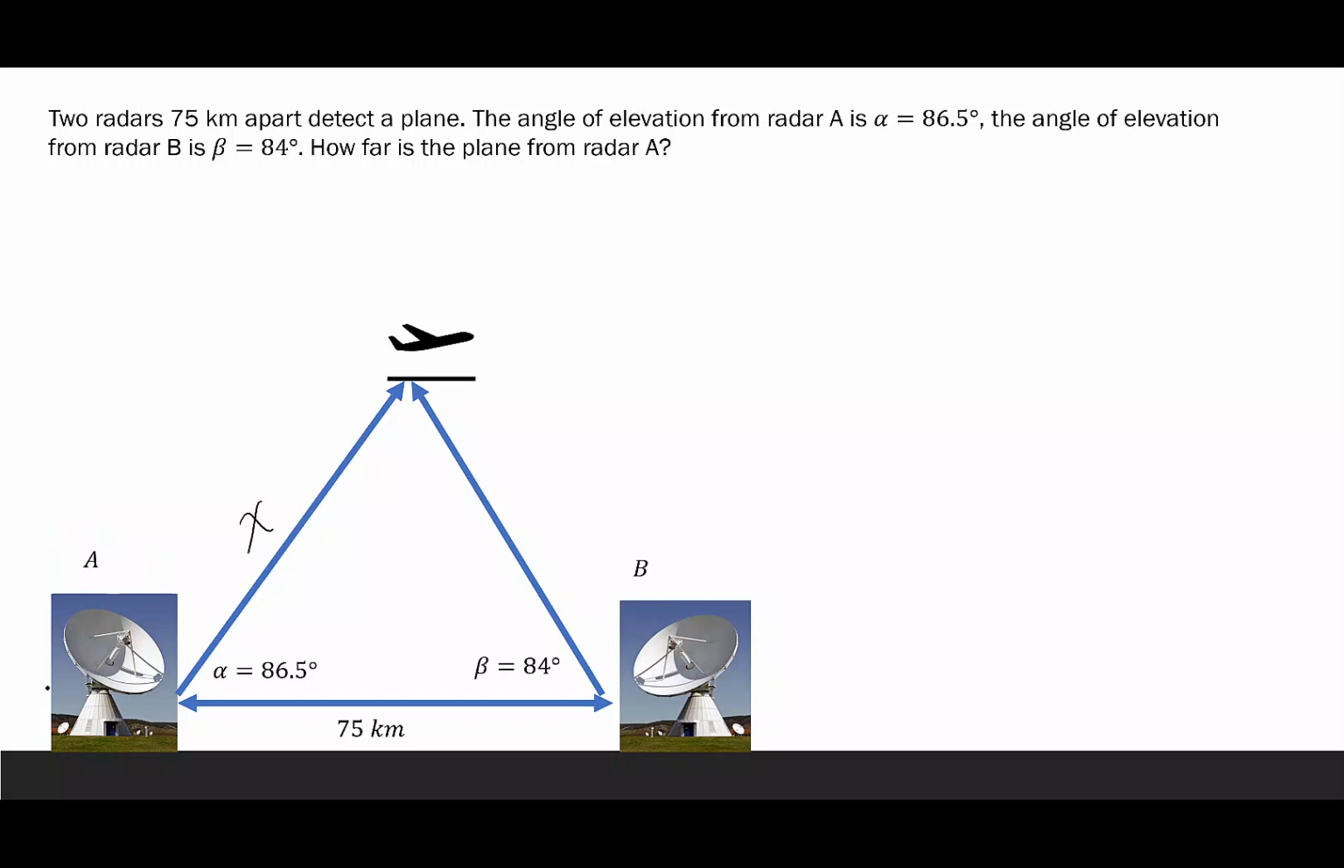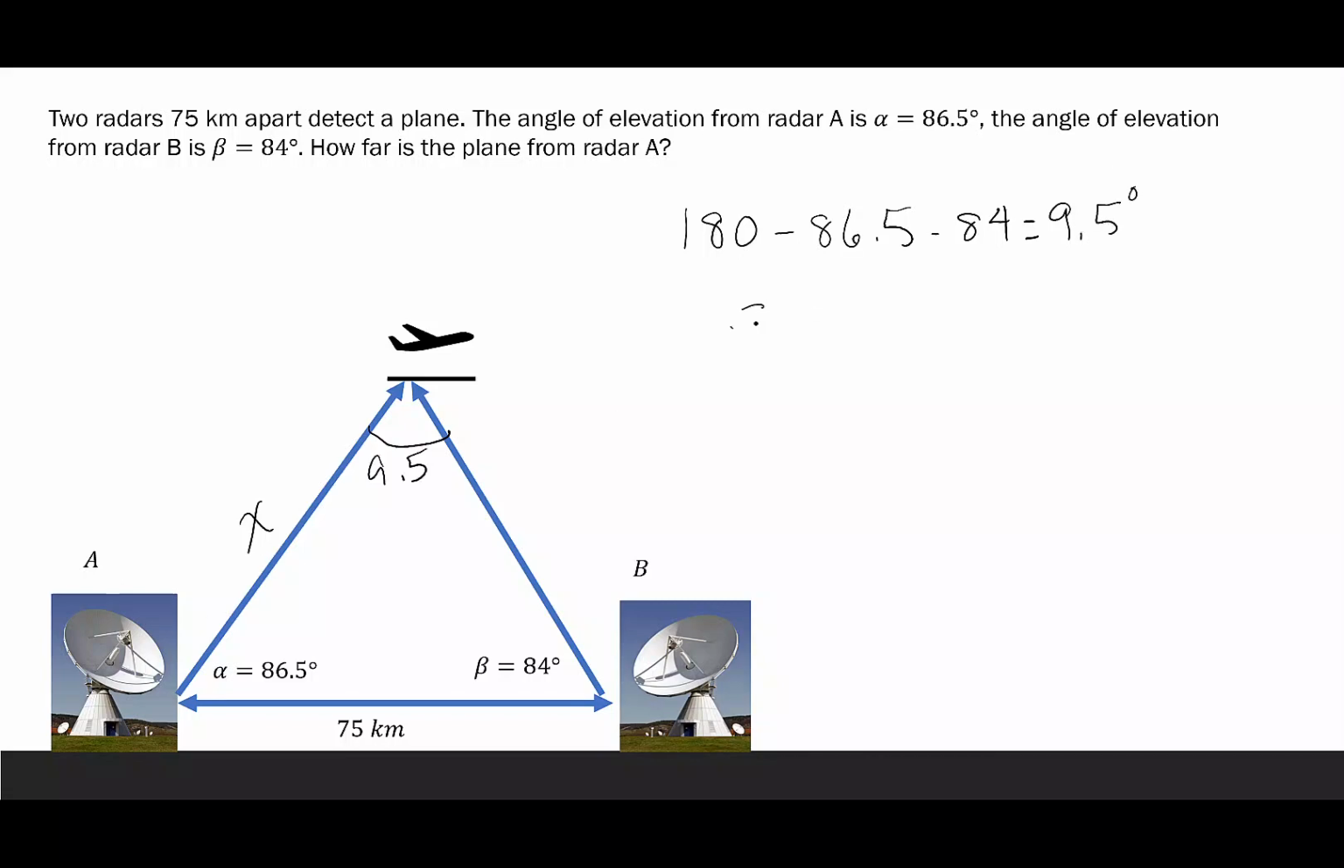Before I apply the law of sines, I need to know the angle across from the 75 kilometers. Since we know all triangles have 180 degrees, we can subtract the 86.5 and the 84 from 180. This says that the missing angle is 9.5 degrees.